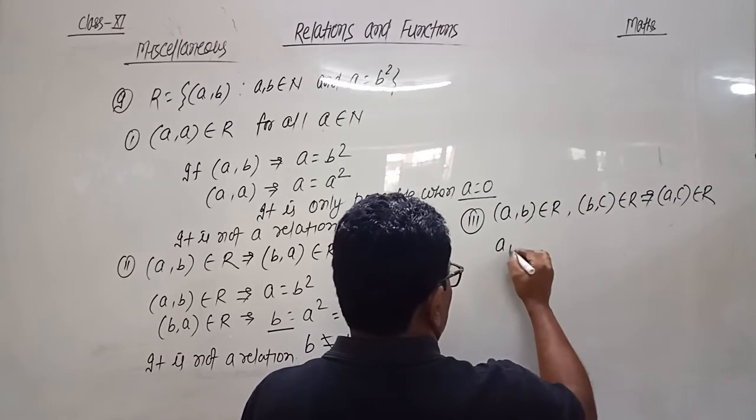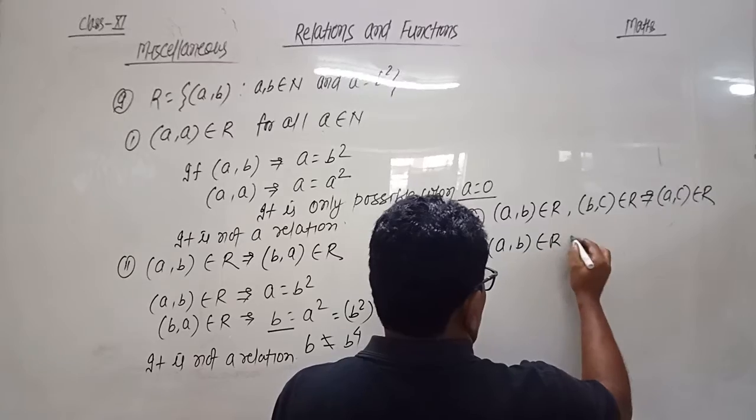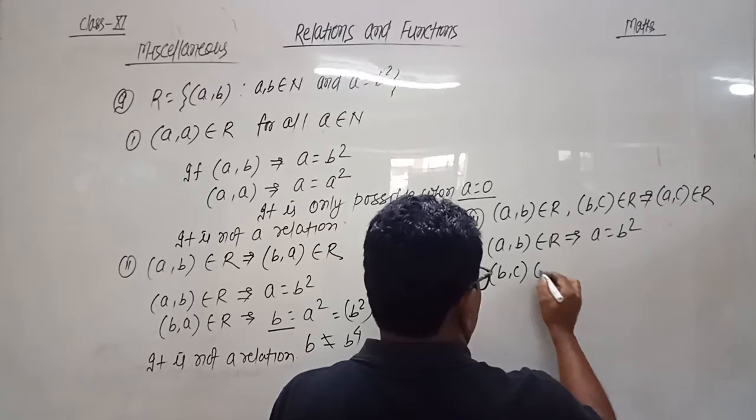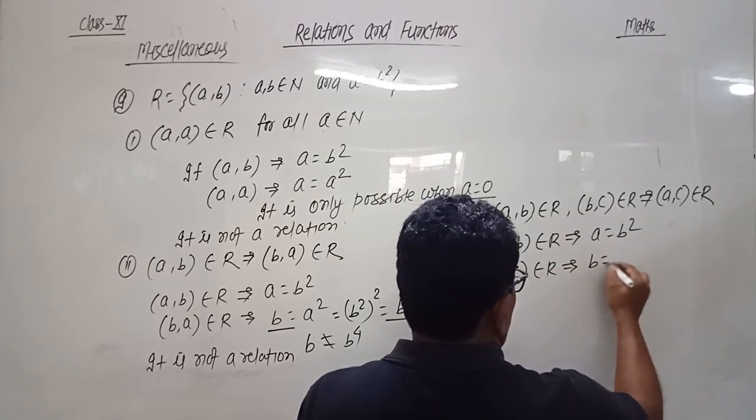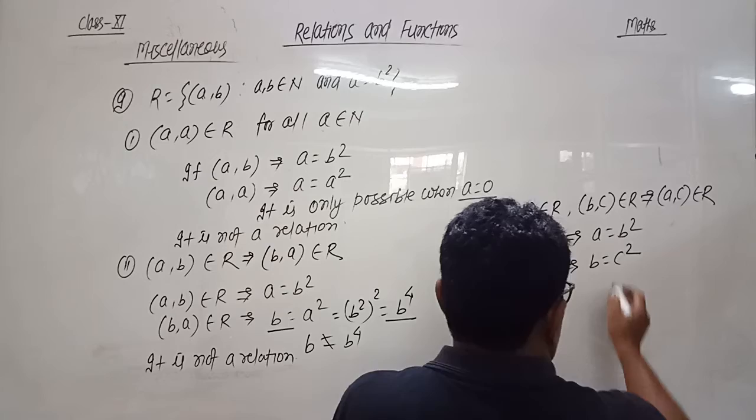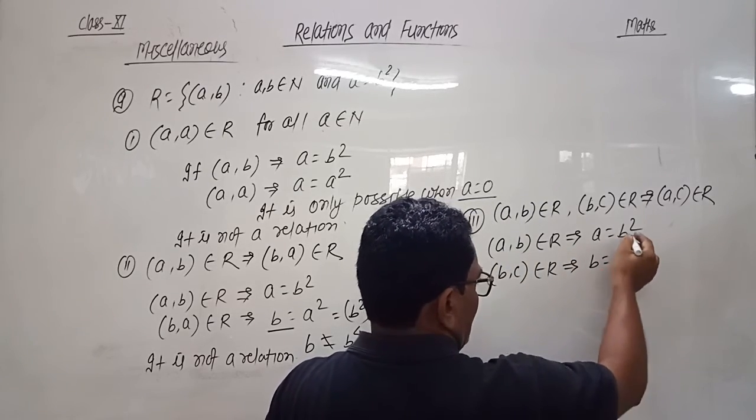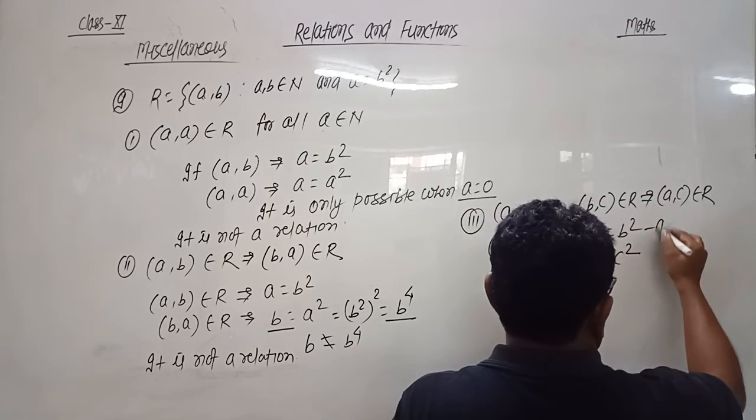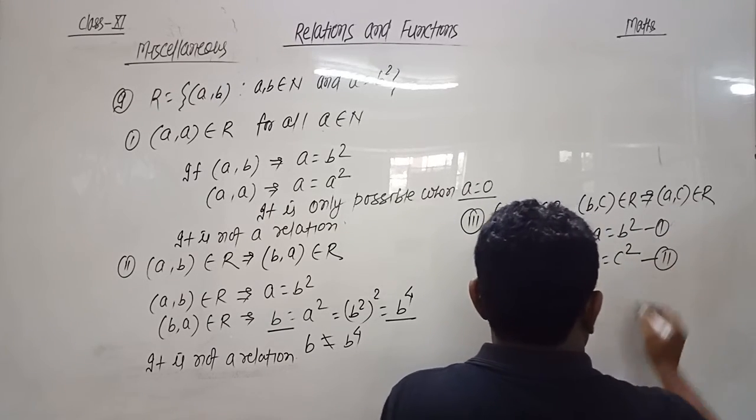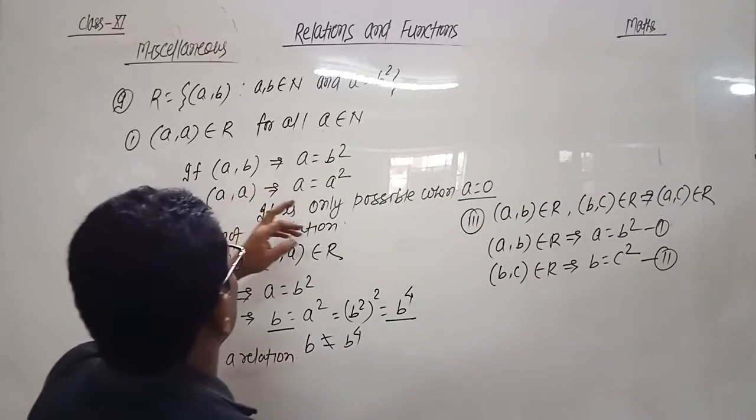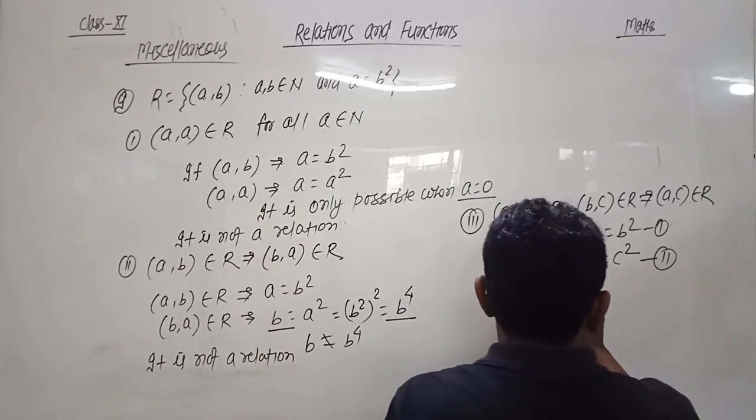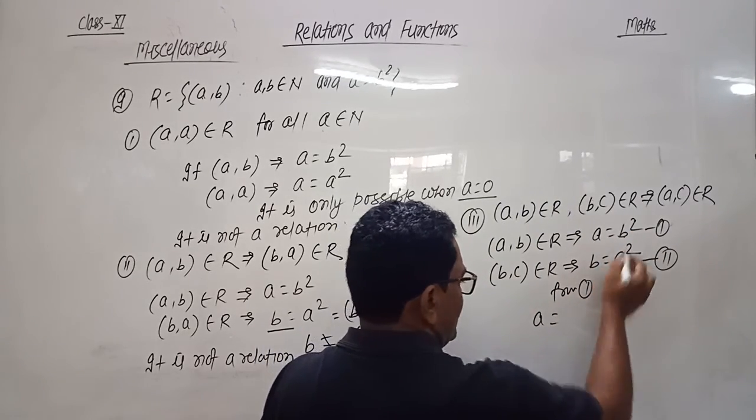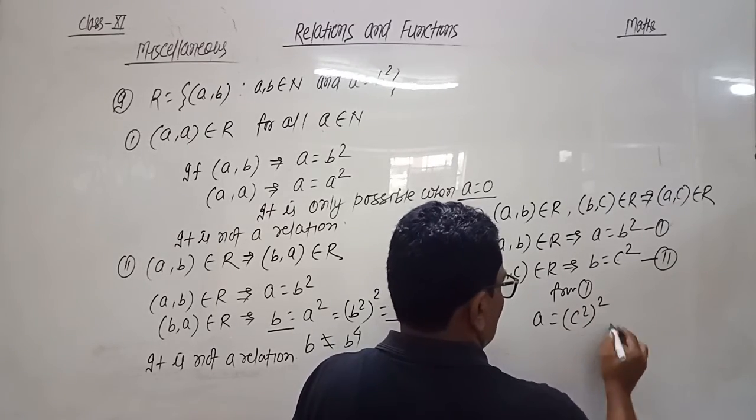So (A, B) belongs to R implies A equals to B square, and (B, C) belongs to R implies B equals to C square. Name it first and name it second. From the first, A equals to B square, and put the value of B as C square, so C square raised to the power 2 whole squared.